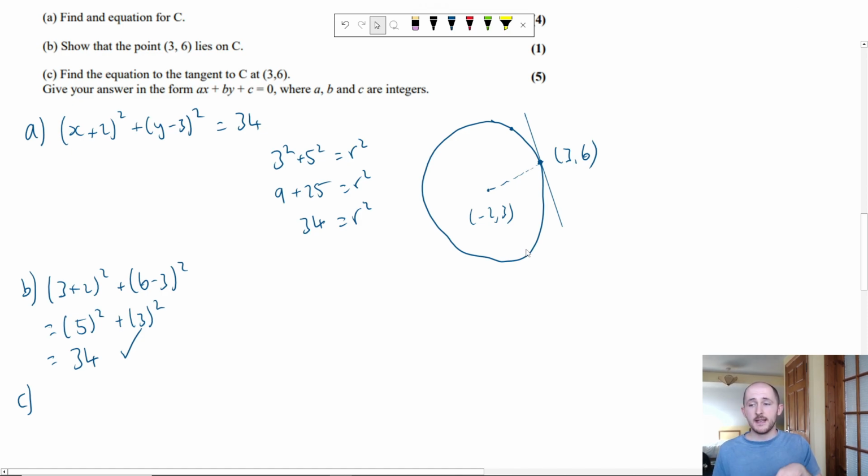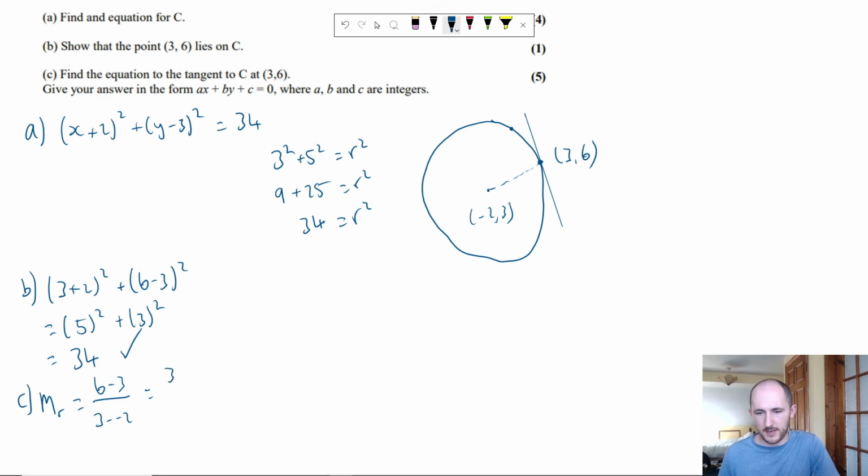Perpendicular lines, okay? If you're unsure and want a refresher on that, the last video was equations of a line where we did a lot of perpendicular stuff. So you can go back and have a look at that. But that's kind of the concept here. So I like to call it the gradient of r is equal to the change in y over change in x. So it's 6 minus 3 over 3 minus minus 2.